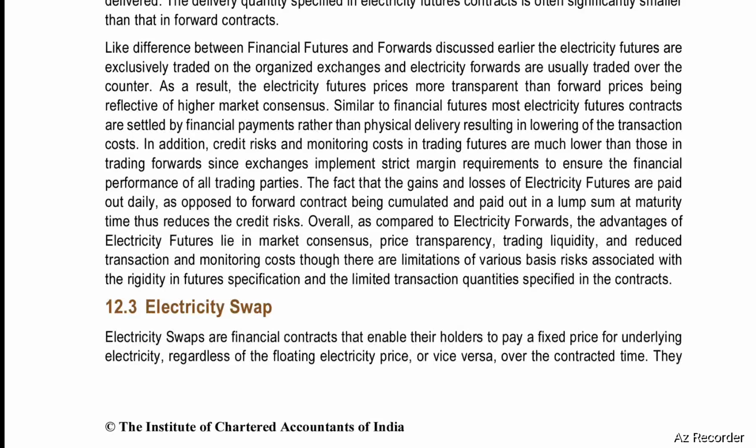In addition, credit risks and monitoring costs in trading futures are much lower than those in trading forwards, since exchanges implement strict margin requirements to ensure the financial performance of all trading parties. The fact that gains and losses of electricity futures are paid out daily, as opposed to forward contracts being accumulated and paid out in a lump sum at maturity time, thus reduces the credit risks.